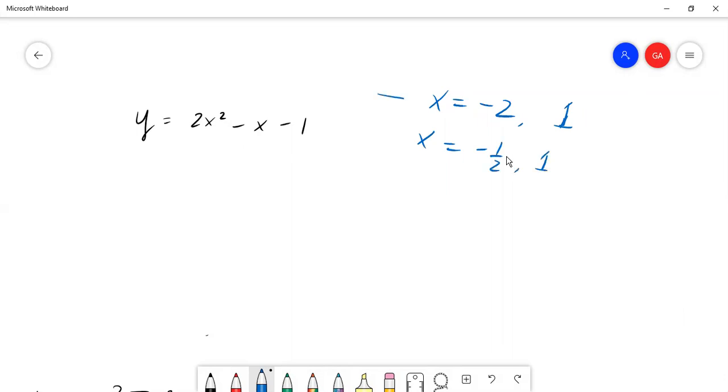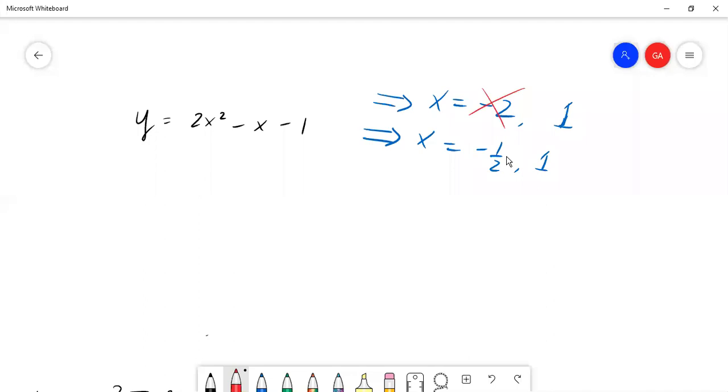This is always a cool kind of game to play. If you want to check if these are solutions, you can just put them in, right? If we were to put in negative 2, we'd have 2 times 4 minus, so it would be plus 2 minus 1. So this unfortunately does not equal 0. You would want the left-hand side to be 0. So this is not a solution. 1, yeah, 1 is.